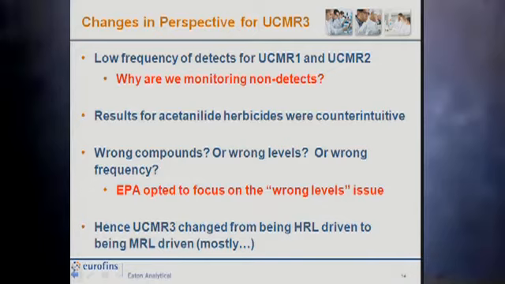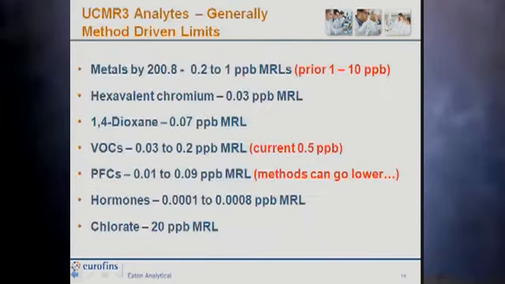So was it a question of we're looking at the wrong compounds or the wrong levels or the wrong frequency? And what EPA actually opted to do was to focus on the wrong levels. So suddenly UCMR3 changed from being health reference level driven to being minimum reporting level driven. So the analytical chemists are suddenly in charge again. So if we look at UCMR 3 analytes, we're generally looking at method-driven limits.